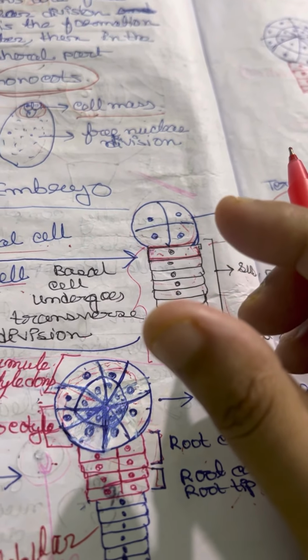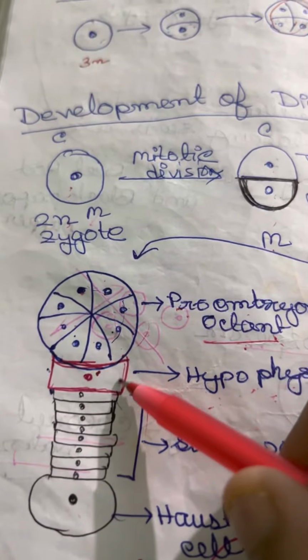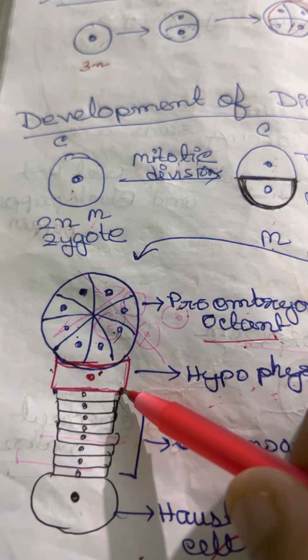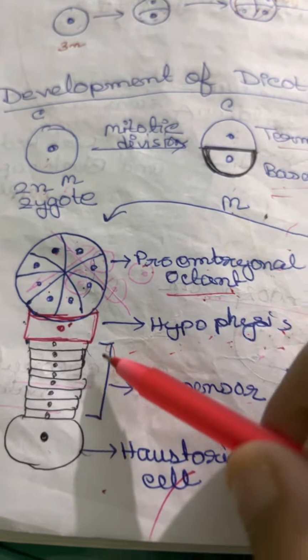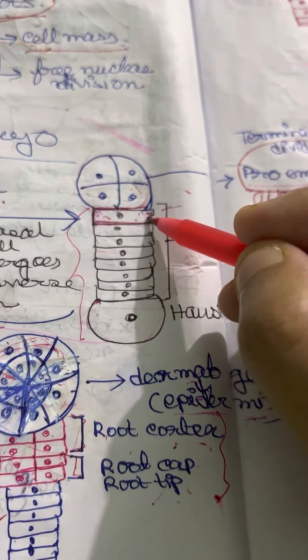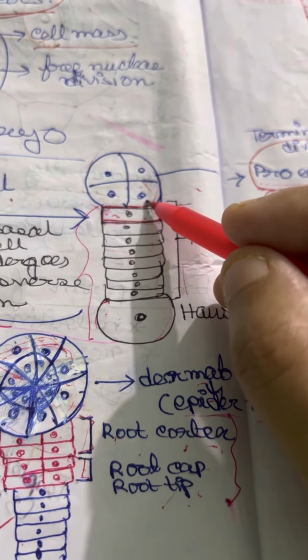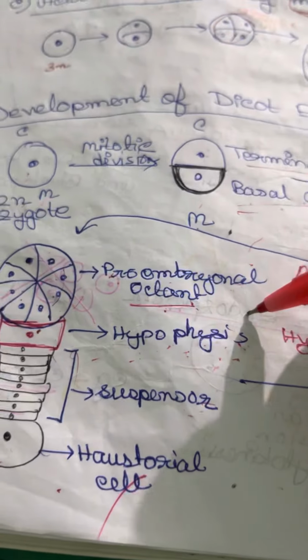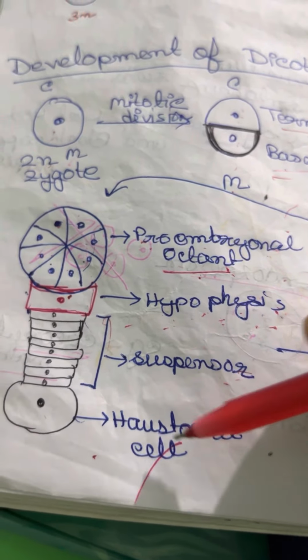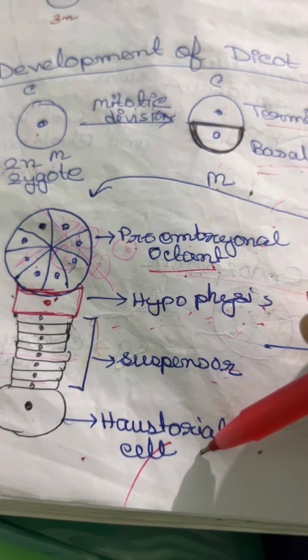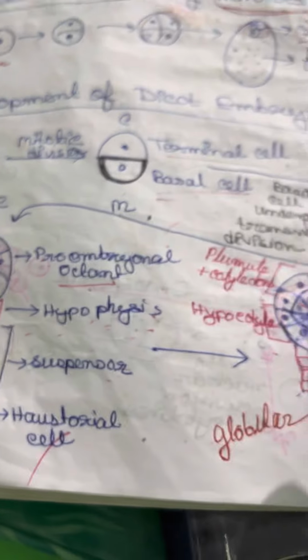Now the suspensor cell which is attached to this proembryo is now big enough. You see it's now big enough. I have drawn it with a different color, and it is called the hypophysis, and the lower cells are all suspensor cells like this. The first suspensor cell which is attached to the proembryo will give rise to the hypophysis. Now the lower cells are suspensor cells, and this is the haustorial cell. Clear?